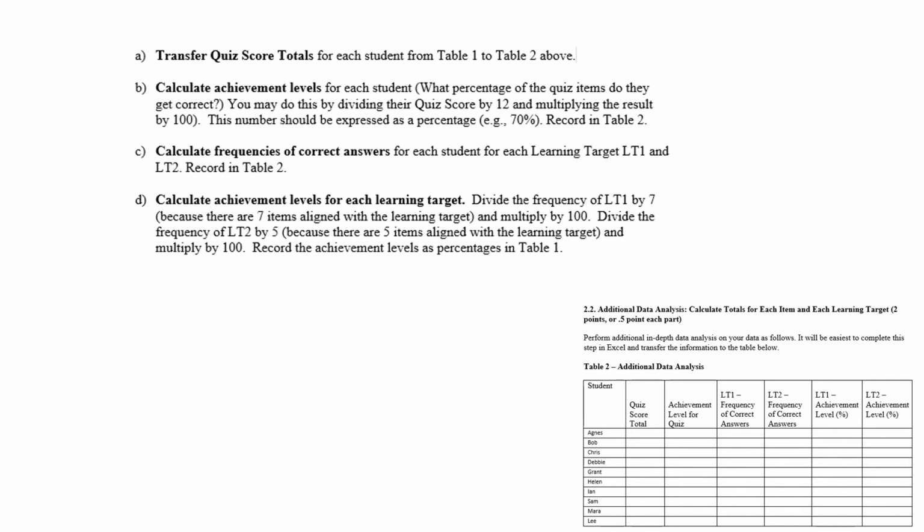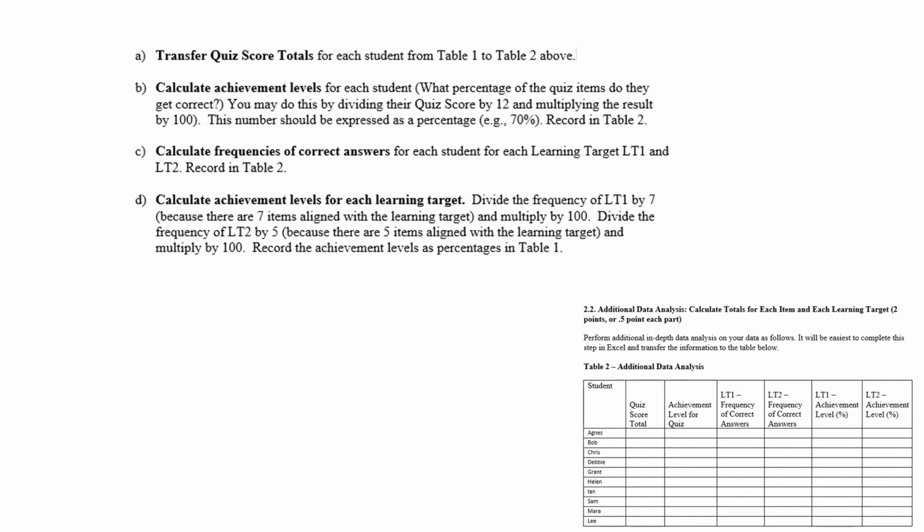Next, you're going to translate those scores into achievement levels by turning them into percentages. So there are 12 items, and so all you have to do is take the raw score. Let's say it was Agnes. Remember, she got an 11 out of 12. You divide the 11 by 12. That comes out to about 0.917. And then you multiply the decimal by 100 by moving the decimal point over to the right two times. So that would be 91.7%.